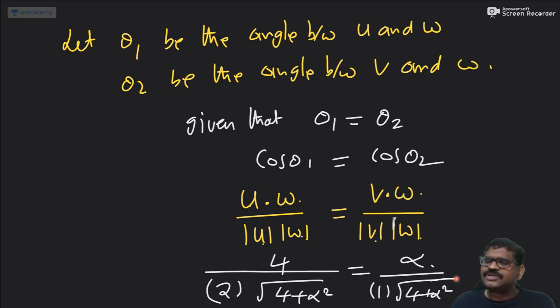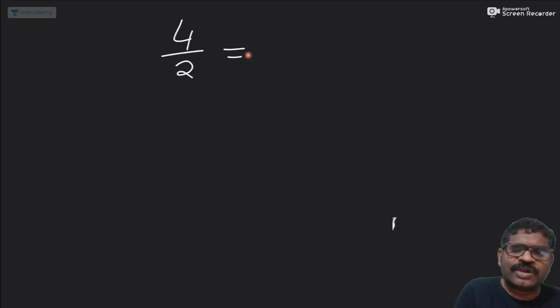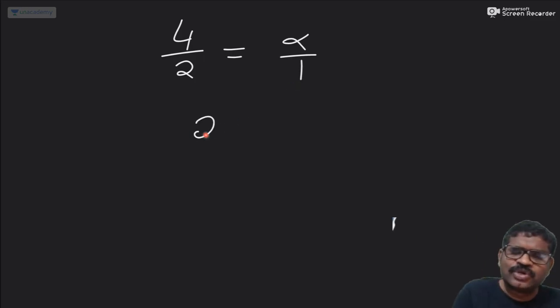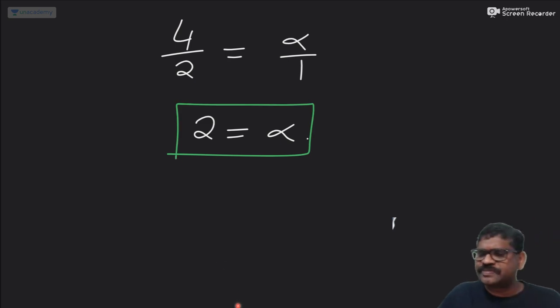Understood? Do you understand this step? Now what you have to do? Square root of 4 plus alpha square, square root of 4 plus alpha square, you have to cancel. 4 by 2 is equal to alpha by 1. So 2 is equal to alpha. Answer is alpha equal to 2.